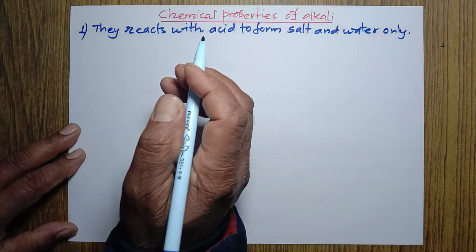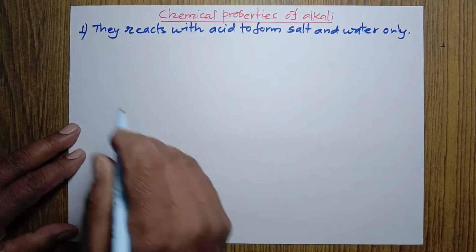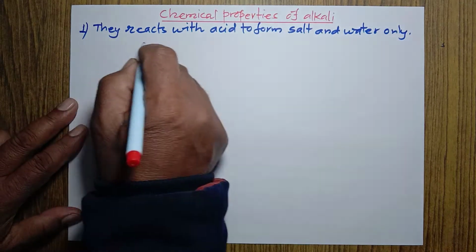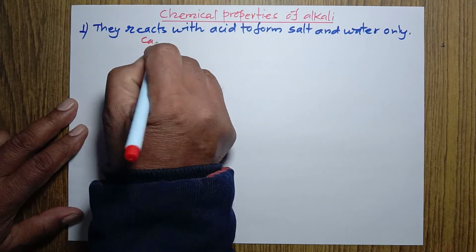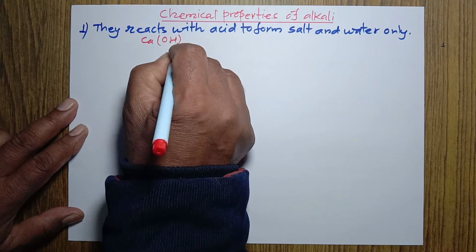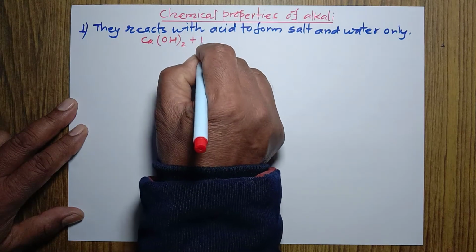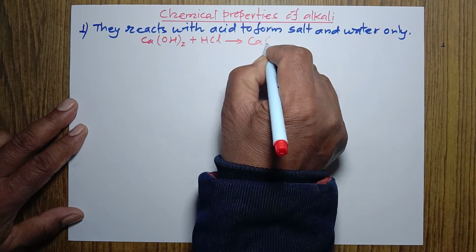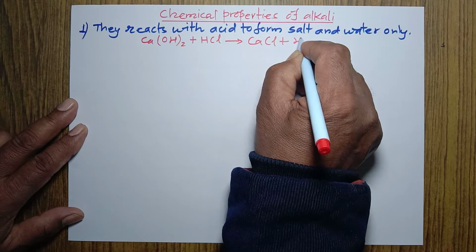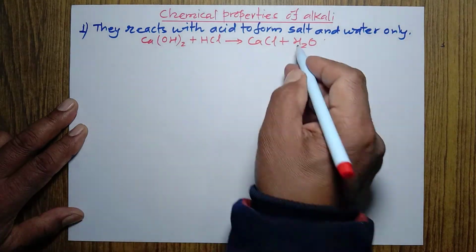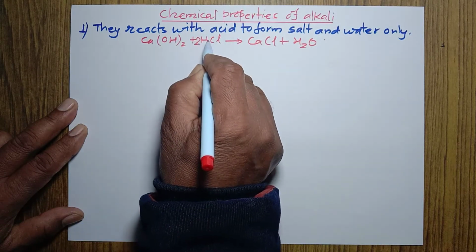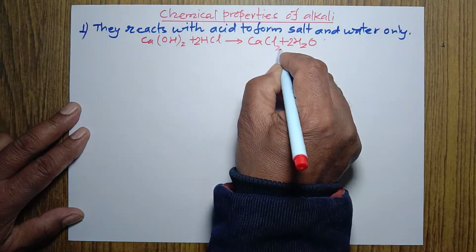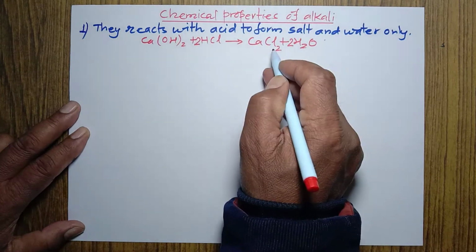Okay, what are the examples of this reaction? Example of this chemical property can be taken like this. Calcium hydroxide is an alkali. When it reacts with hydrochloric acid, then what forms? Calcium chloride forms, along with what? Water. Now, to balance the equation, we take 2 here, and here 2 is balanced. CaCl2, calcium balanced, 2 should be given to chlorine.